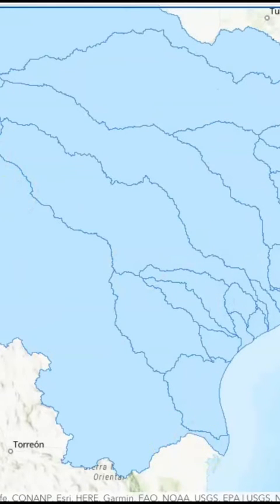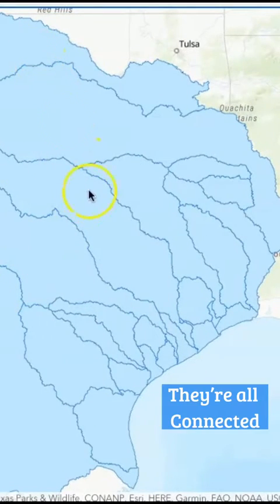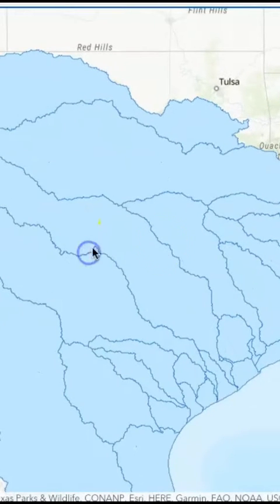The catchment is going to be all of the water that flows to that major river to head then down to the Gulf. So every single one of them is continuous. They're connected to each other. So there's no part of this that is not part of a watershed.